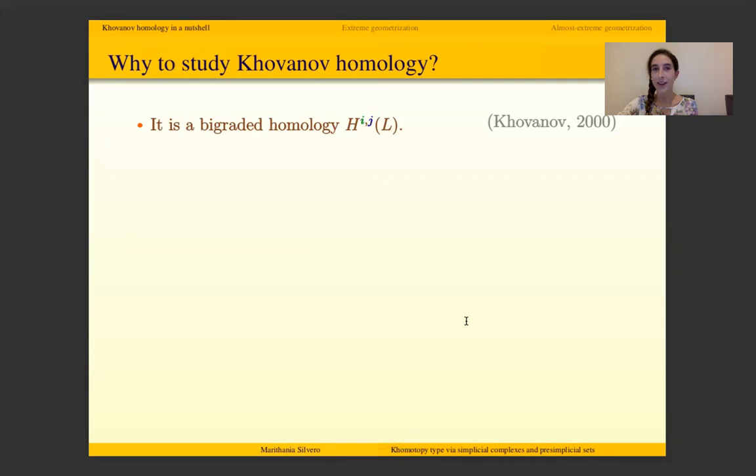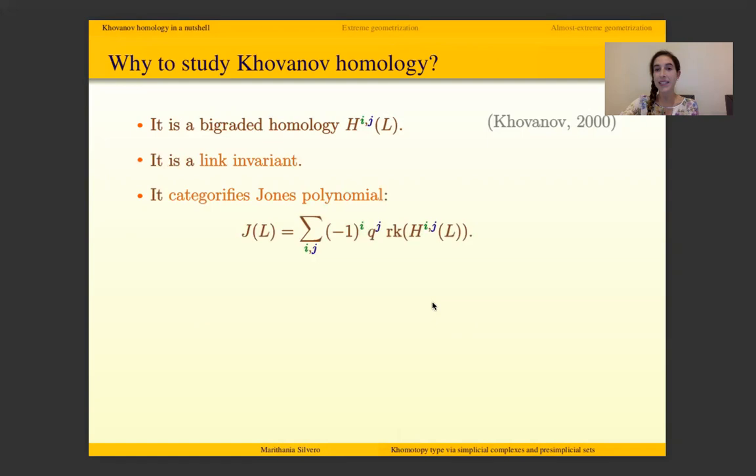Okay, so why do we study Khovanov homology? What is Khovanov homology about? It was introduced by Khovanov around the year 2000. It is a bigraded homology, it has two gradings. It is a link invariant, and it categorifies the Jones polynomial, in the sense that the Euler characteristic of Khovanov homology equals the Jones polynomial of a link. It is a stronger invariant than the Jones polynomial.